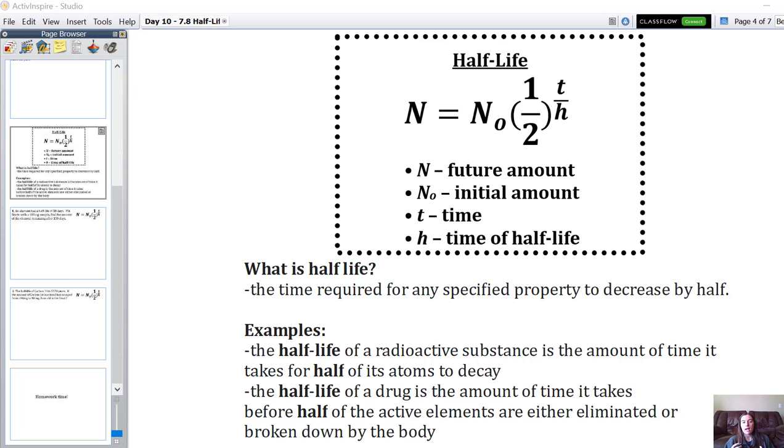So the formula for half-life is N equals N sub 0 times 1/2 to the power of T over H. N is the future amount, how much of that substance you'll have in the future. N sub 0 is the amount that you have right now, or how much you started with. T is time. This time does not have to be in years. It can be in months or days or whatever. And then H is the time of half-life, which we will give you.